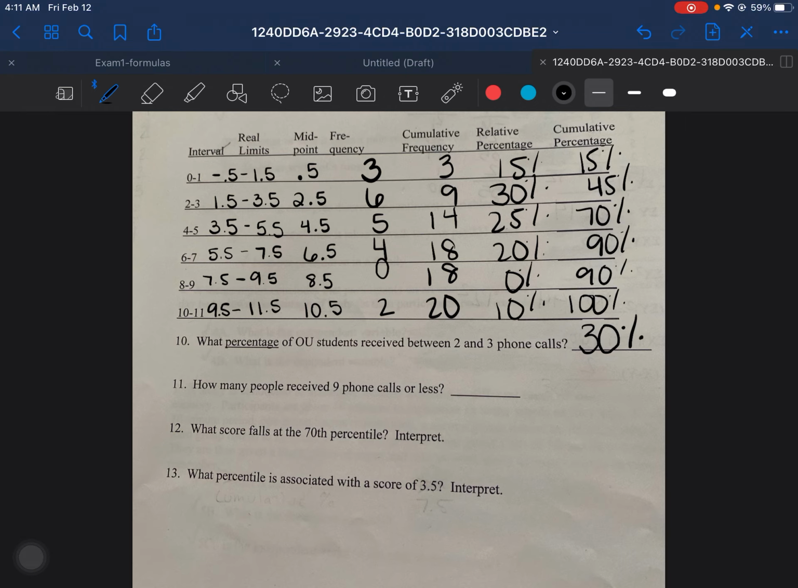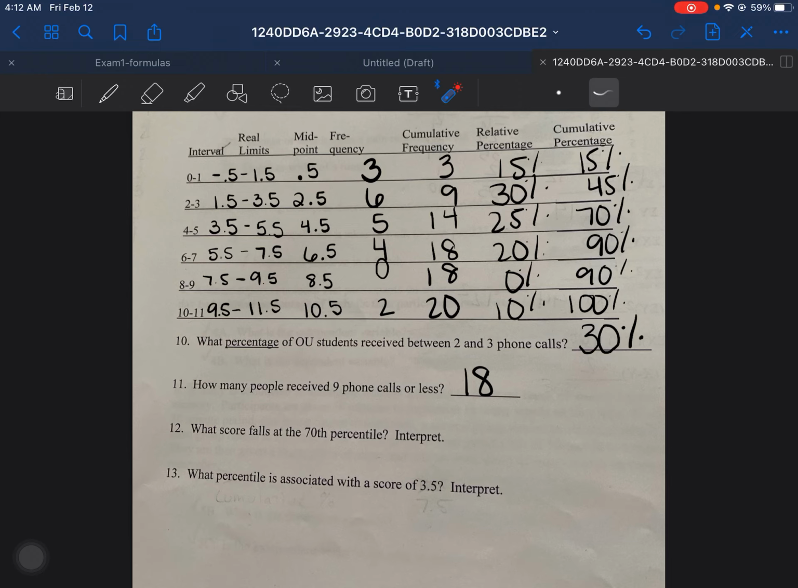So this next one says, how many people received 9 phone calls or less? For this one, we are going to go to the cumulative frequency. So 9 phone calls or less would bring us to this one. We're actually going to look at the cumulative frequency here, and it's 18. It wouldn't be 0, because all these people had less than 9. So we're going to go with the cumulative instead of the regular frequency.